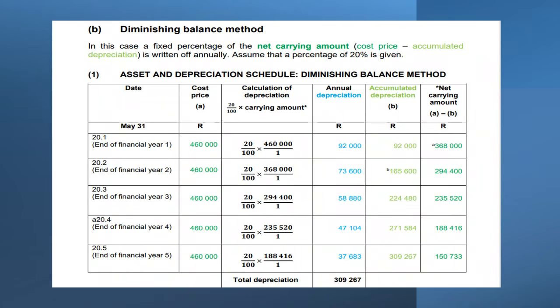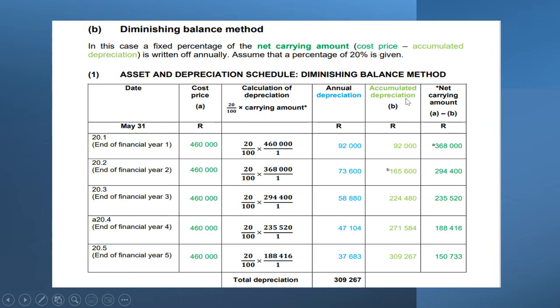Then if you move to year 3, what I don't want you to get confused about here is that under the diminishing balance method, we are calculating the depreciation on the carrying amount. So how do you calculate that? You know already that at the end of year 2, we had a net carrying amount of 294,400. You say 294,400 multiplied by 20%, multiplied by 12 divided by 12, you're going to get 58,880, which is your depreciation.